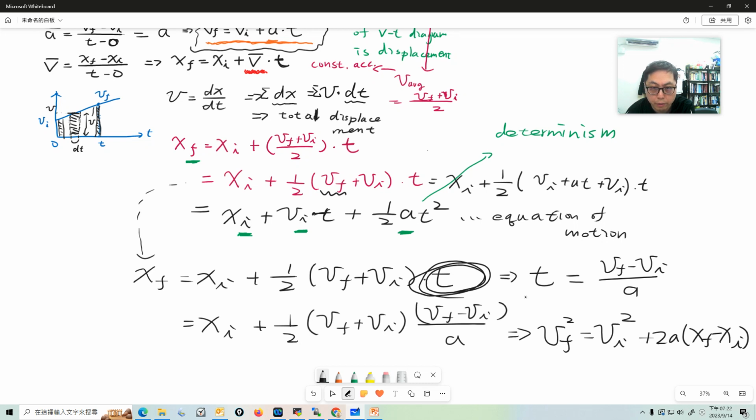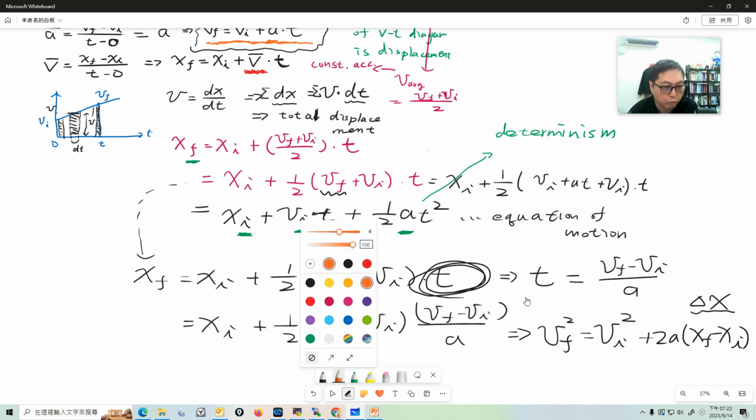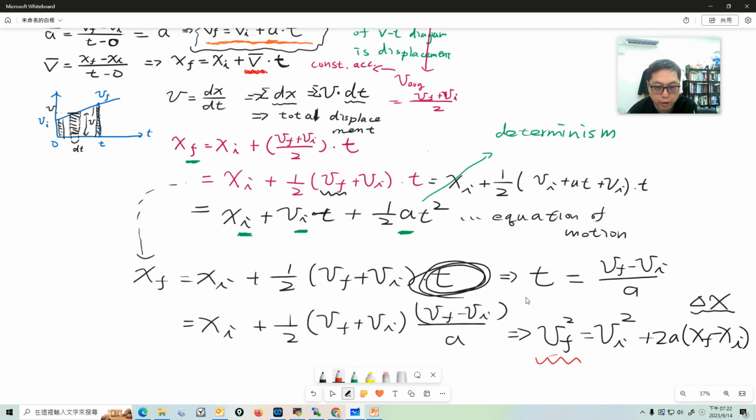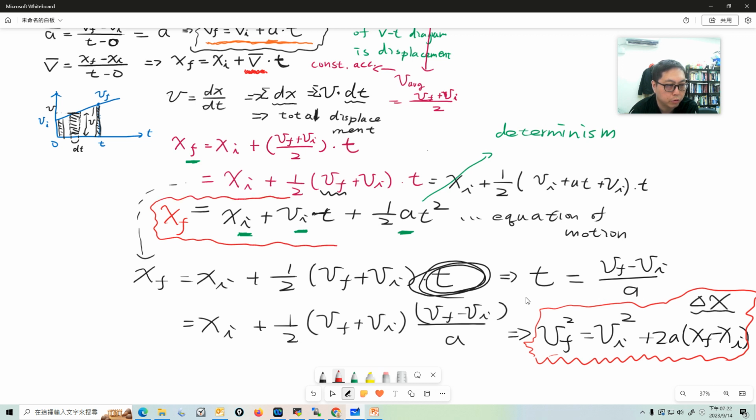Sometimes you will see people write delta X for XF minus XI, but it doesn't matter. If you understand delta X is equal to XF minus XI, it's fine. So we reach another useful equation for 1D kinematics: VF squared equals VI squared plus 2A delta X. And the other useful equation is the equation of motion: the final position equals initial position plus VI times T plus 1/2 times A times T squared. These are two useful equations for 1D kinematics.